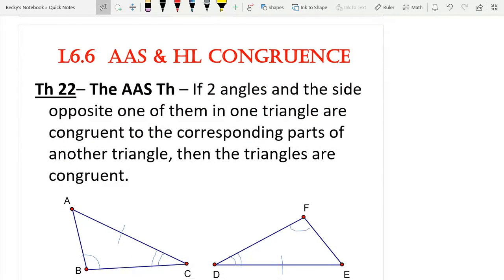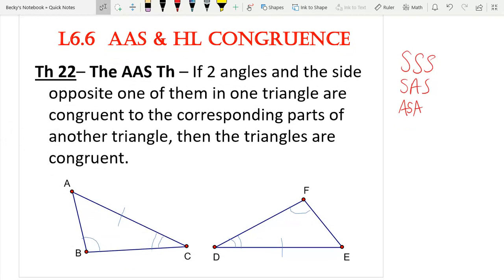Now, we are finally finishing with all the ways to prove triangles congruent. So to recap, we know side, side, side. We know side, angle, side. We know angle, side, angle. And now we're learning the last two. And again, I typically don't use the theorem number. I just want it to be easy for you. So I just use the letters AAS.